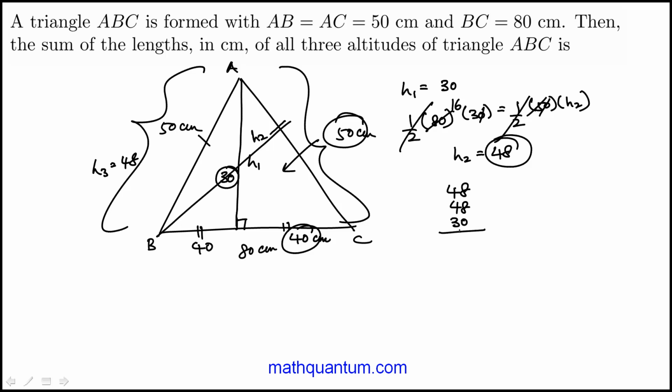And if you just add them, 96 plus 30 is 126. So this turned out to be an easier question than what I thought at first.